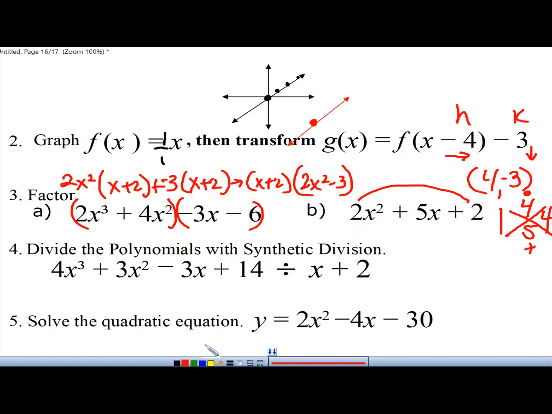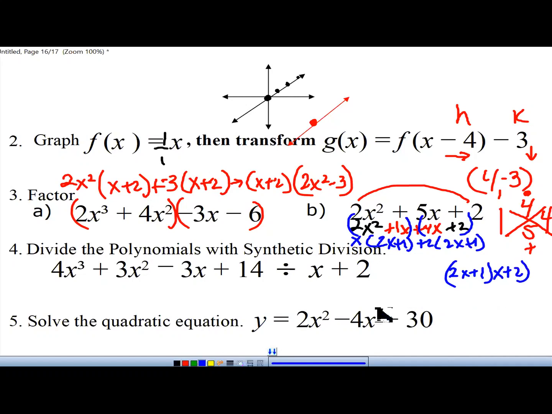We rewrite this trinomial. So we got 2x squared, and instead of 5x, we write 1x plus 4x plus 2. Bring down the last term, and we group. First 2, last 2. GCF is x. We're left with 2x plus 1. GCF here is 2. We're left with 2x plus 1. So my factors are 2x plus 1 and x plus 2. So far, so good? Yes?